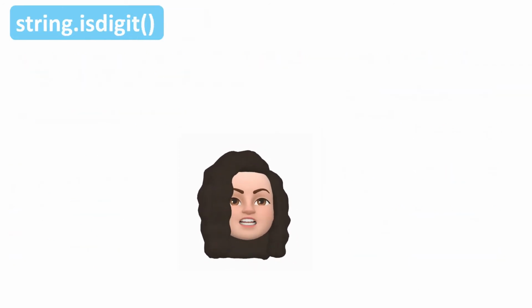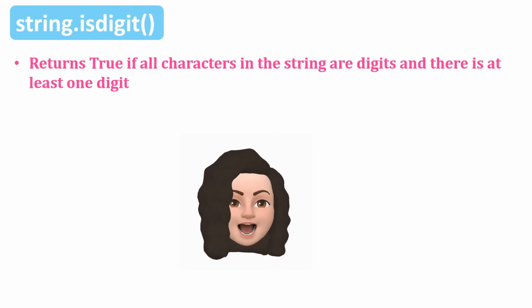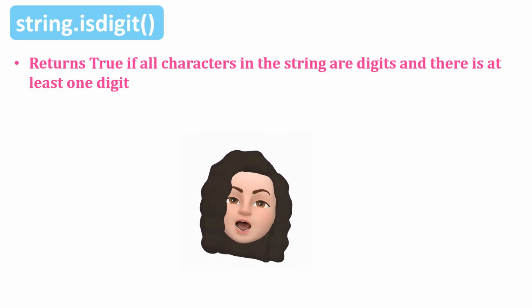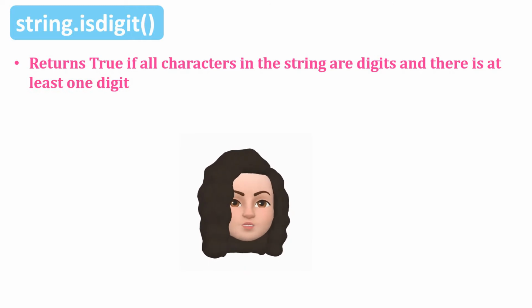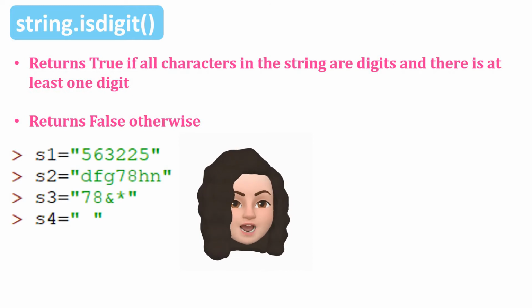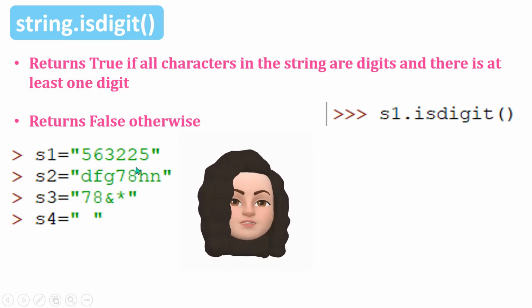isdigit. The string function isdigit will return true when all the characters of the string are digits. That means all the characters of the string must be numbers, and that should be at least one digit, otherwise it returns false. Look at the example. S1, S2, S3, S4, 4 strings are declared. Now S1 dot isdigit, so S1 is a string, all the characters of the string are numbers, there is no alphabets here, hence S1 dot isdigit is true.